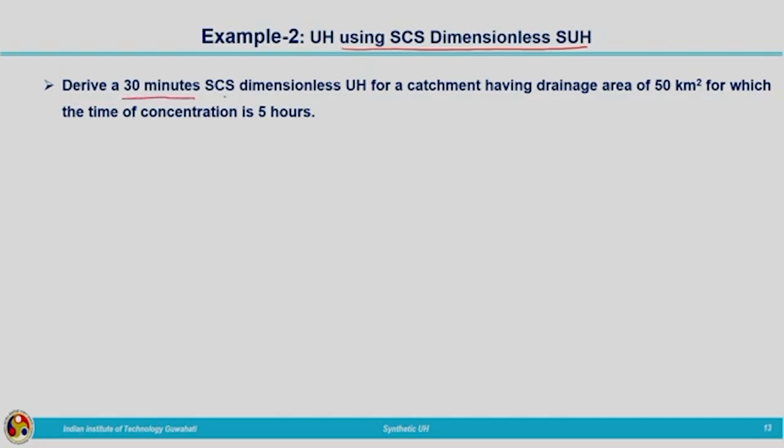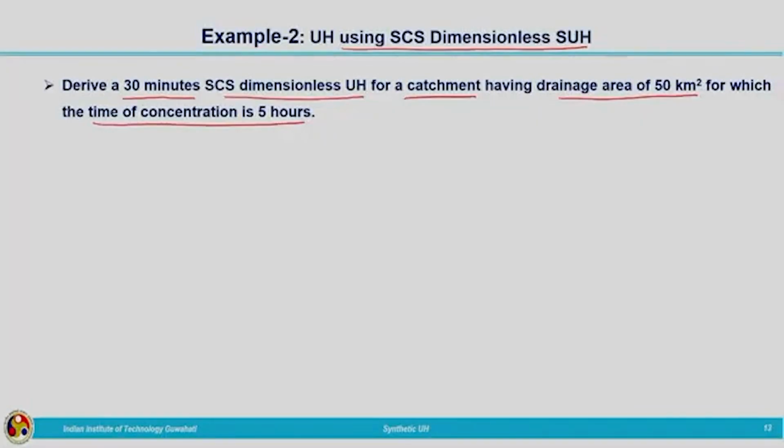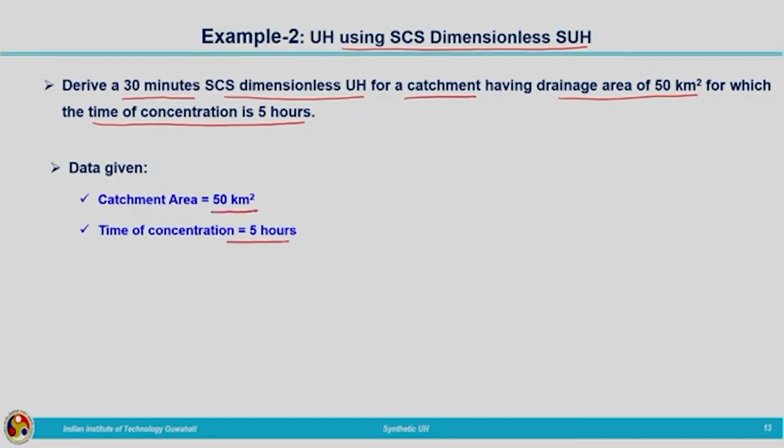Derive a 30 minutes SES dimensionless unit hydrograph for a catchment having drainage area of 50 km square, for which the time of concentration is 5 hours. Here in this case, we need to have the time of concentration. Time of concentration is given to us as 5 hours and area of the catchment 50 km square, and we need to derive 30 minutes synthetic unit hydrograph. Data given are catchment area 50 km square, time of concentration 5 hours. The effective duration of the rainfall is 30 minutes, that is 0.5 hours.